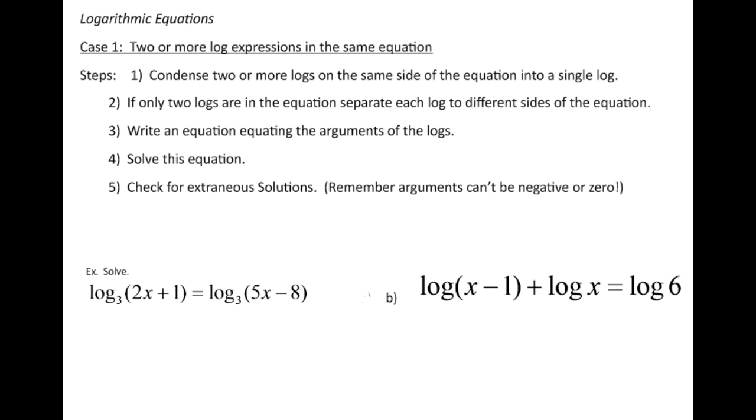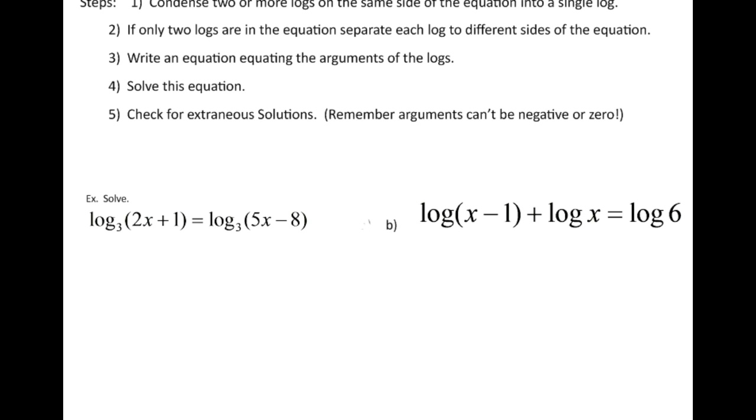Now let's look at solving log equations. Similar idea, where I'm going to have a log on the left and a log on the right. Take a look at this first example. I've got log base 3 of 2x plus 1 equals log base 3 of 5x minus 8.